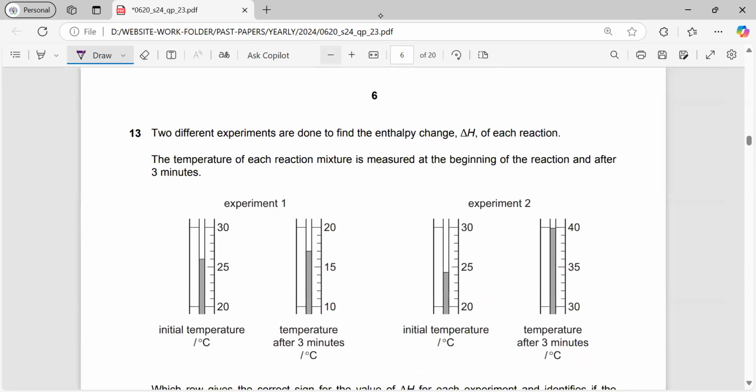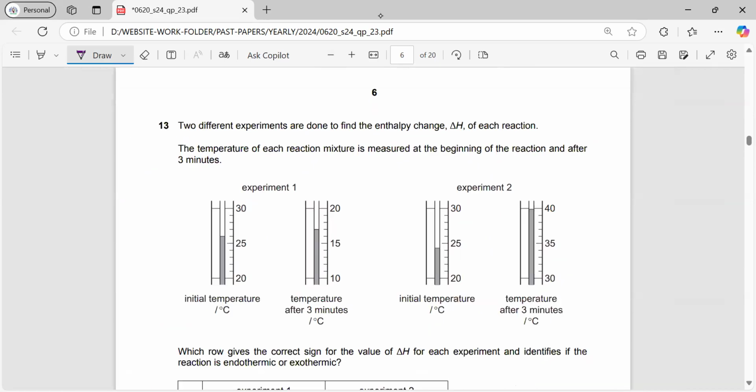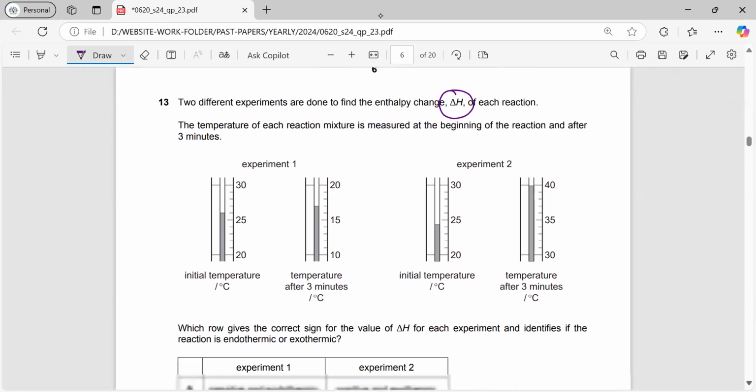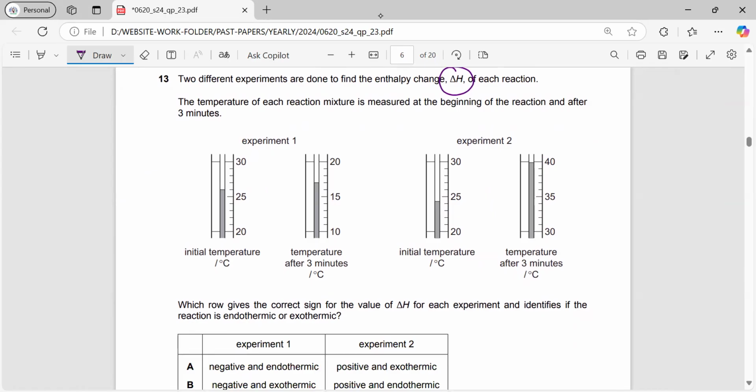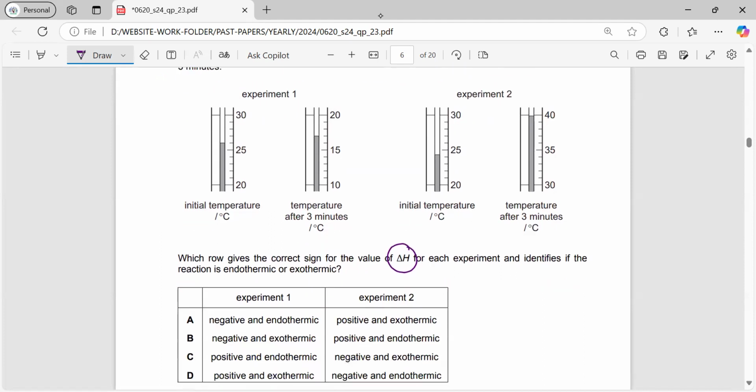In the next question, two different experiments are done to find the enthalpy change, delta H, of each reaction. The temperature of each reaction mixture is measured at the beginning of the reaction and after 3 minutes. Which row gives the correct sign for the value of delta H for each experiment and identifies if the reaction is endothermic or exothermic? We have to see the sign of delta H. Is it going to be positive or negative? If it is positive, it's endothermic. If it is negative, then it will be exothermic.